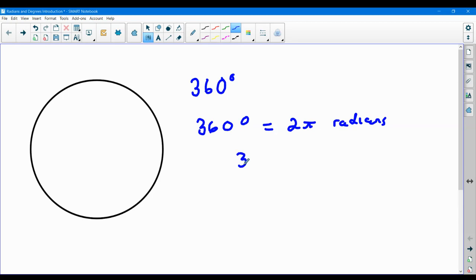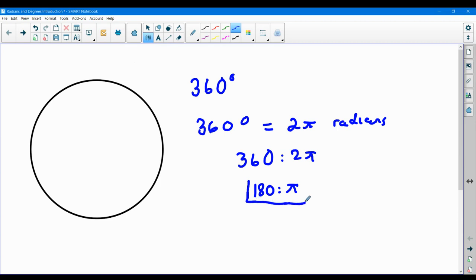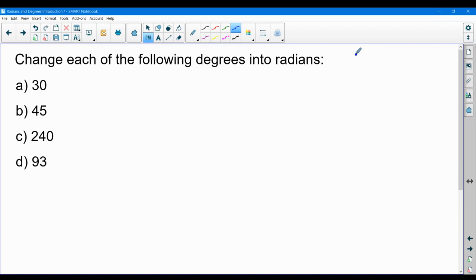And what we can do is turn this into a ratio. So 360 degrees is 2 pi. If I divide both of those by 2, I get 180 degrees is equal to pi radians. So what I'm going to do now is convert some of these degrees into radians. I'm going to use this here, the 180 to pi. I'm going to put that at the top here, and this is like the golden thing that you have to think about when you're doing all these conversions. 180 degrees is pi radians, like a ratio table.